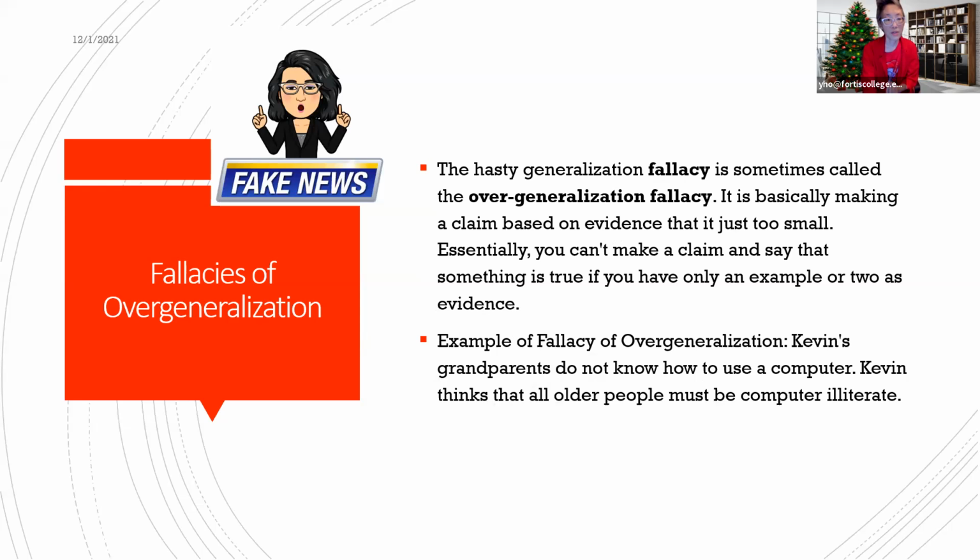Fallacies of overgeneralization. Now, the fallacy of overgeneralization is the same thing as the fallacy of presumption. So the hasty generalization fallacy, fallacy of presumption, overgeneralization fallacy. This is making a claim based on evidence that is just too small. Essentially, you can't make a claim and say that something is true if you have only one example or two. So you overgeneralize. So Kevin's grandparents do not know how to use a computer. Kevin thinks all older people must be computer illiterate.